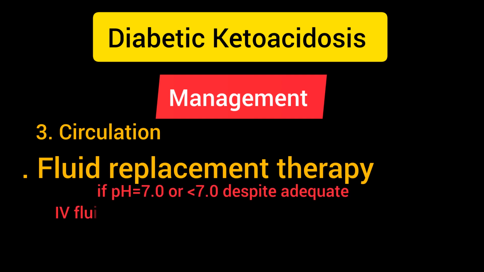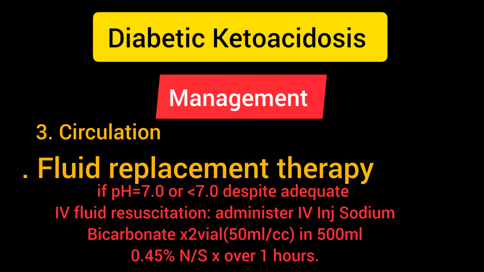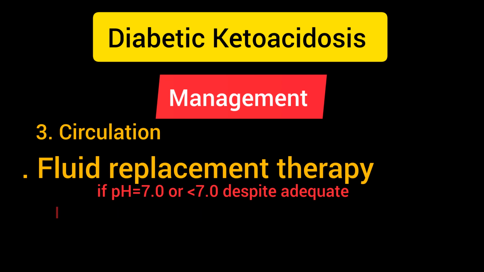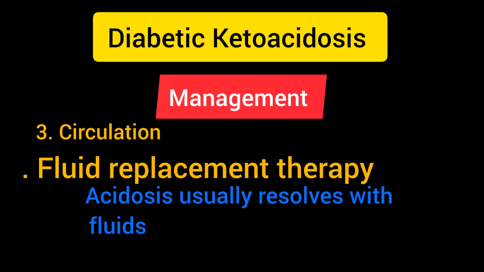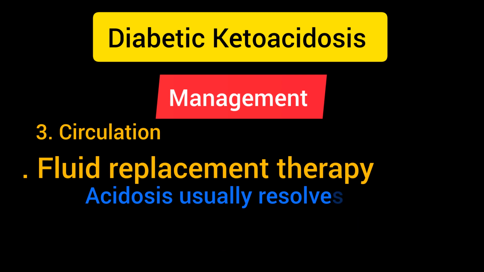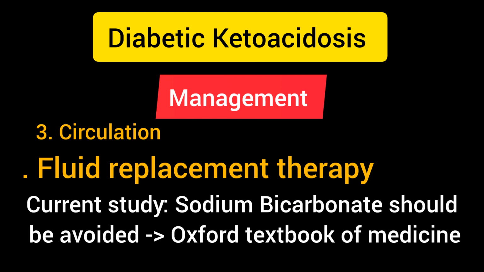If pH is 7 or less than 7 despite adequate IV fluid resuscitation, administer IV injection sodium bicarbonate, 2 vials, that is 50 ml per vial, in 500 ml of 0.45% normal saline over 1 hour. Acidosis usually resolves with fluid and insulin therapy. The use of bicarbonate is usually not necessary. Current study: sodium bicarbonate should be avoided.